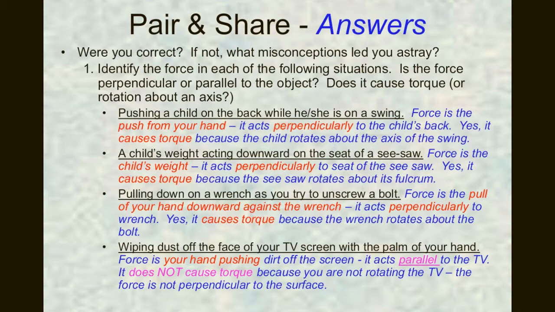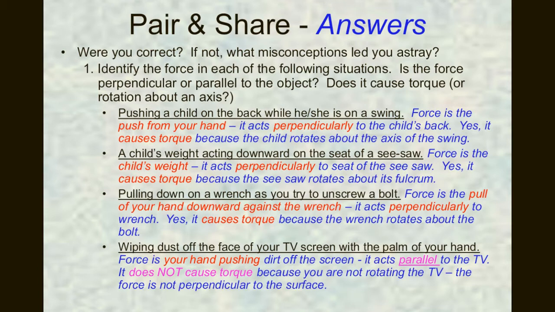So scenario number 1, pushing a child on the back while he or she's on a swing. The force here is the push from your hand, and it acts perpendicular to the child's back. So yes, this does cause torque because the child rotates about the axis of the swing. So that was a perpendicular force to the child's back, and it causes a rotation about the axis of the swing.